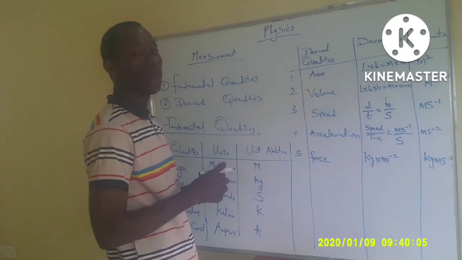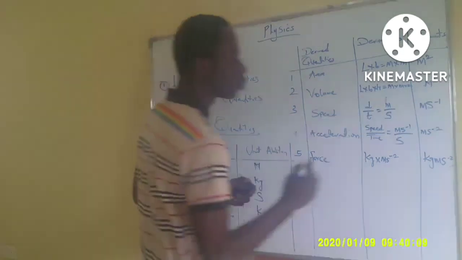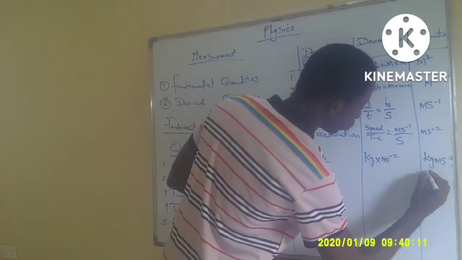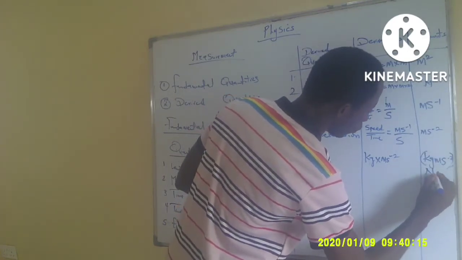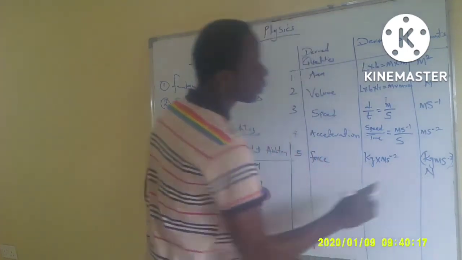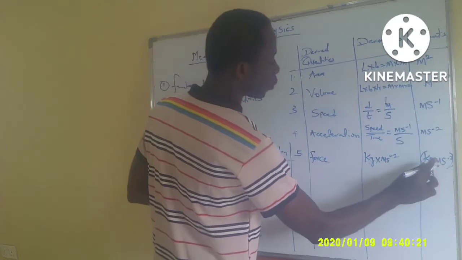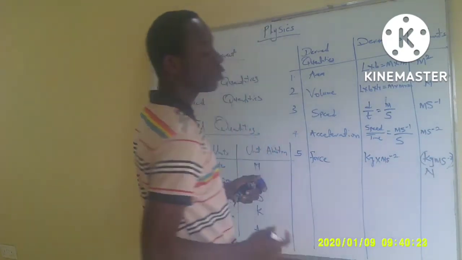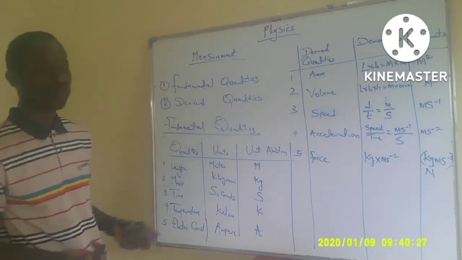So kilogram meter per second square can also be written as what? Newton. So kilogram meter per second square is written as Newton, represented as what? F. So the name for kilogram meter per second square is Newton. So you can say the unit of force is kilogram meter per second square or Newton.